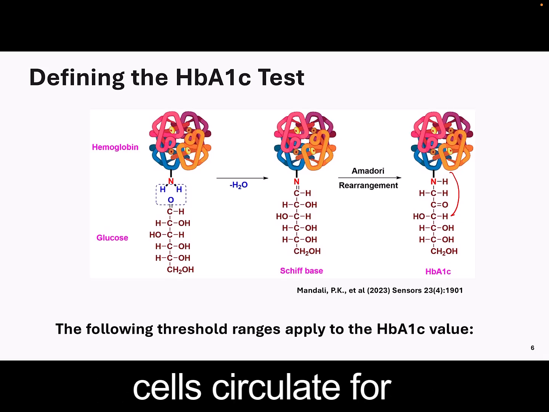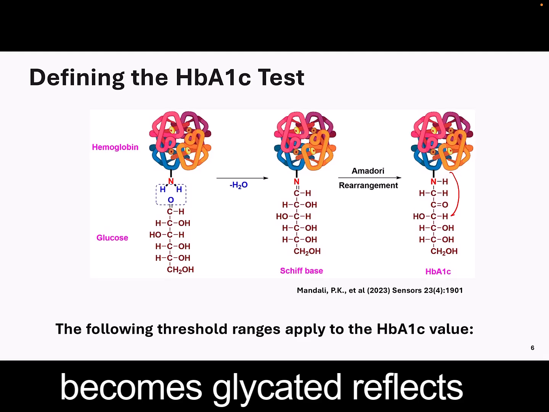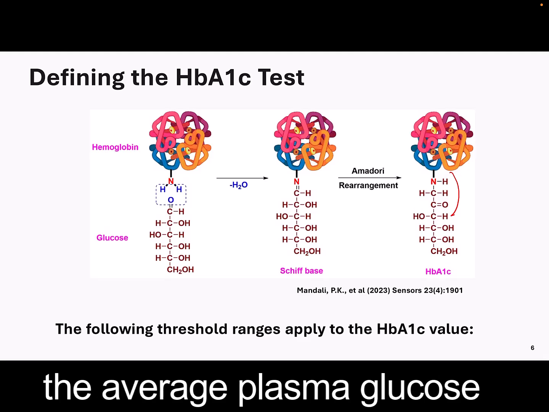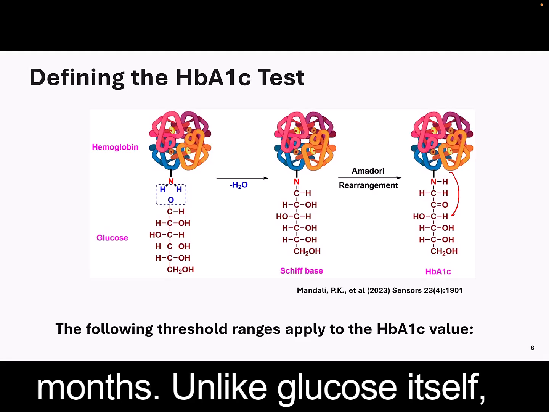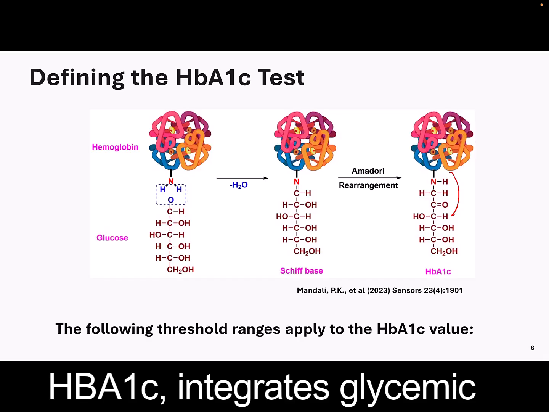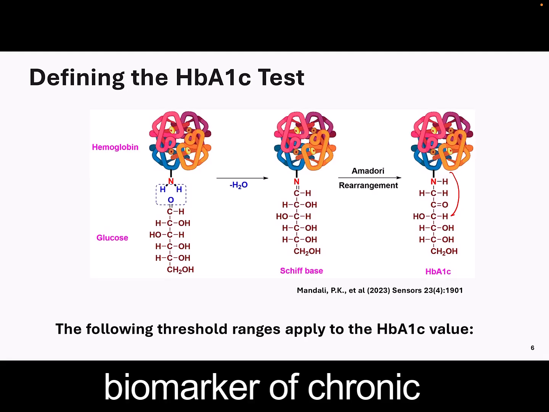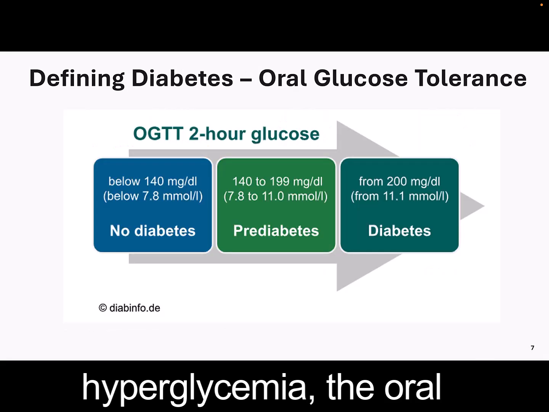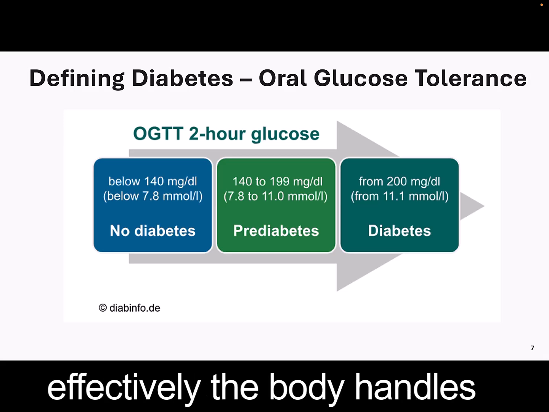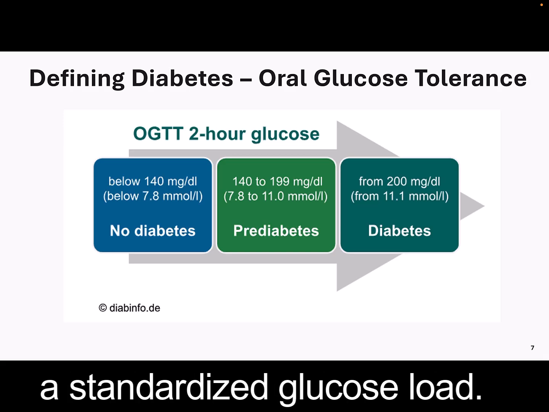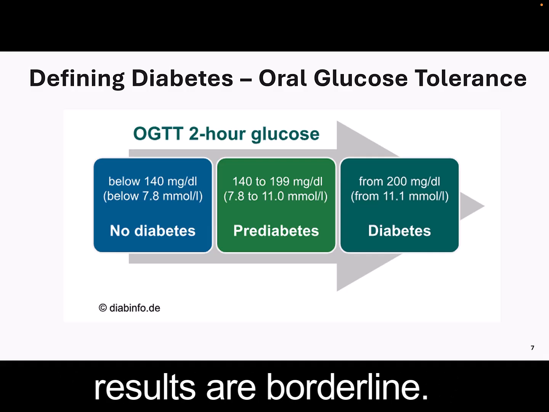Because red blood cells circulate for approximately 120 days, the fraction of hemoglobin that becomes glycated reflects the average plasma glucose concentration over the previous 2 to 3 months. Unlike glucose itself, HbA1c integrates glycemic exposure over time, making it a powerful and stable biomarker of chronic hyperglycemia. The oral glucose tolerance test, or OGTT, evaluates how effectively the body handles a standardized glucose load. It's particularly useful when fasting glucose or HbA1c results are borderline.